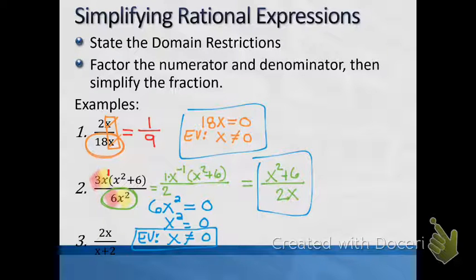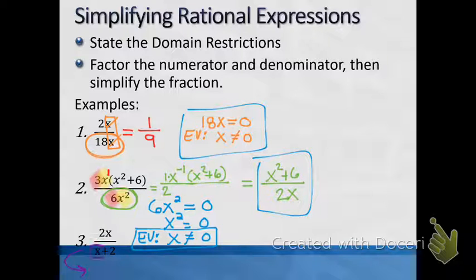For our last question, we've got 2x over x plus 2. And this one actually has nothing that we can simplify. You cannot cross off the x's. Be careful about that. That's a common mistake. You can only simplify things that are factors, not terms.